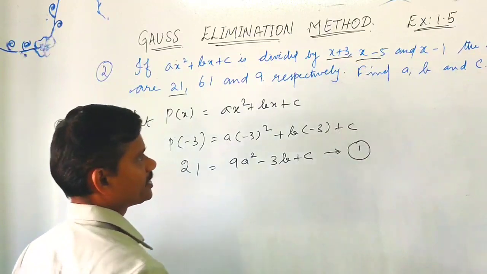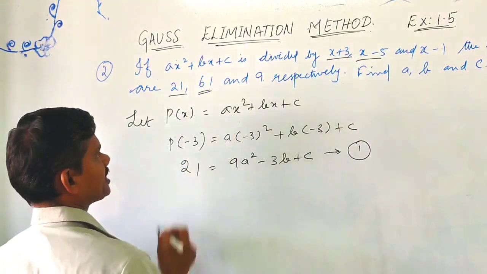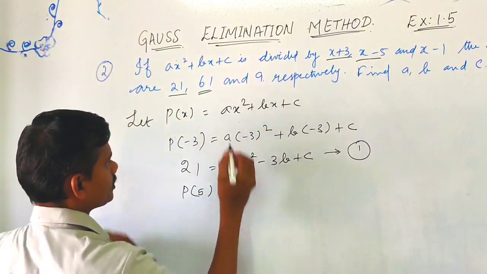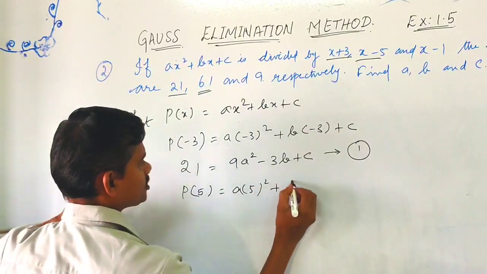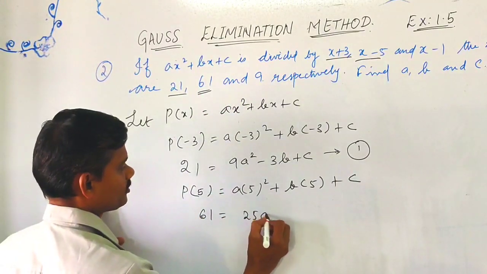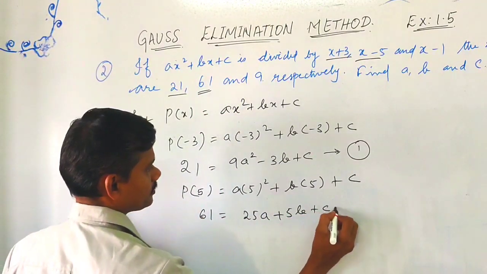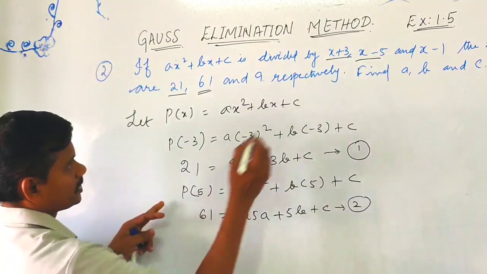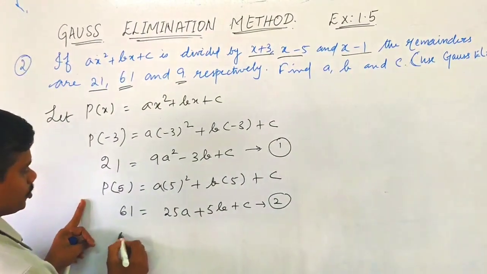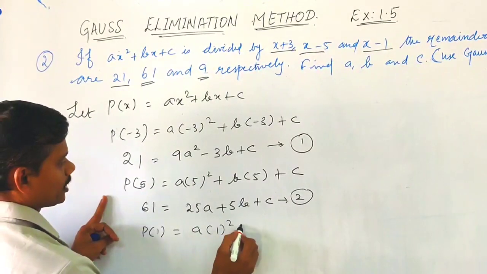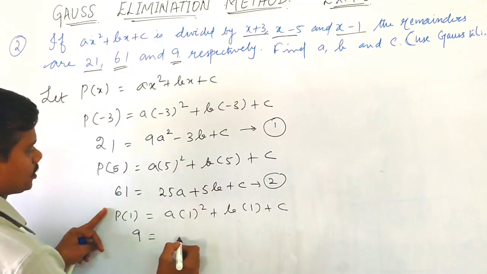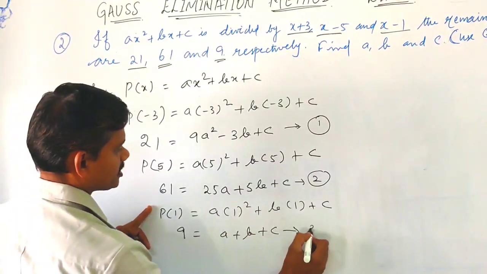Like that, when I divide this with x minus 5, I will get the remainder as 61. So p of 5 is equal to a into 5 square plus b into 5 plus c. p of 5 is 61, so 61 is equal to 25a plus 5b plus c. Name this as the second equation. Then when I divide this with x minus 1, I will get the remainder as 9. So p of 1 is equal to a into 1 square plus b into 1 plus c. p of 1 is 9, so 9 is equal to a plus b plus c. Name this as the third equation.